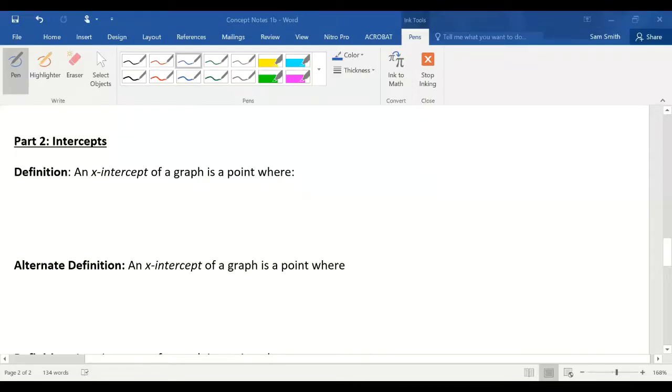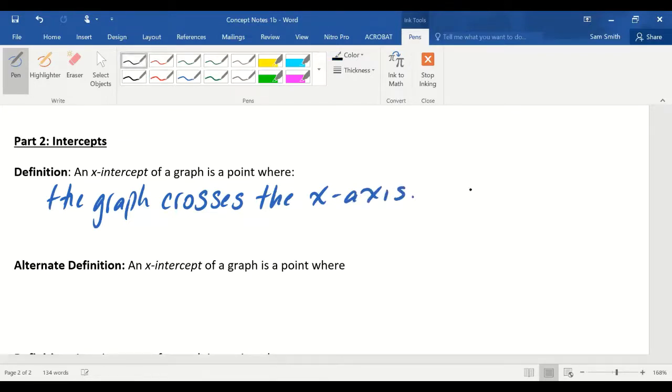I want to talk about intercepts of a graph. So let's start by defining that term. An x-intercept of a graph is the point where the graph crosses or intercepts the x-axis.